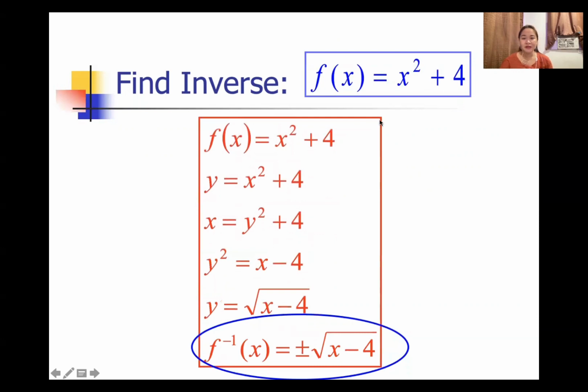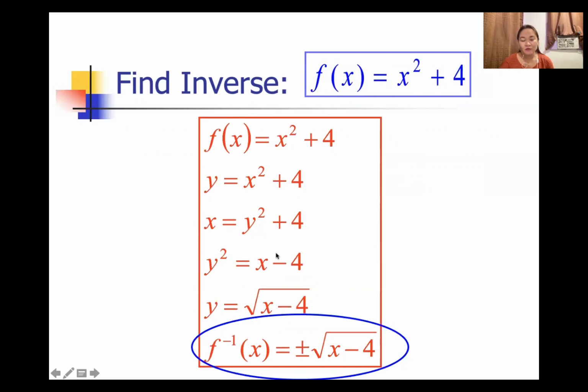Another example here, f of x equals x squared plus 4. So again, change f of x to y. So y equals x squared plus 4. Interchange x and y. x equals y squared plus 4. Solve for y, so y should be the one that remains in this variable. Transfer 4 to the other side.